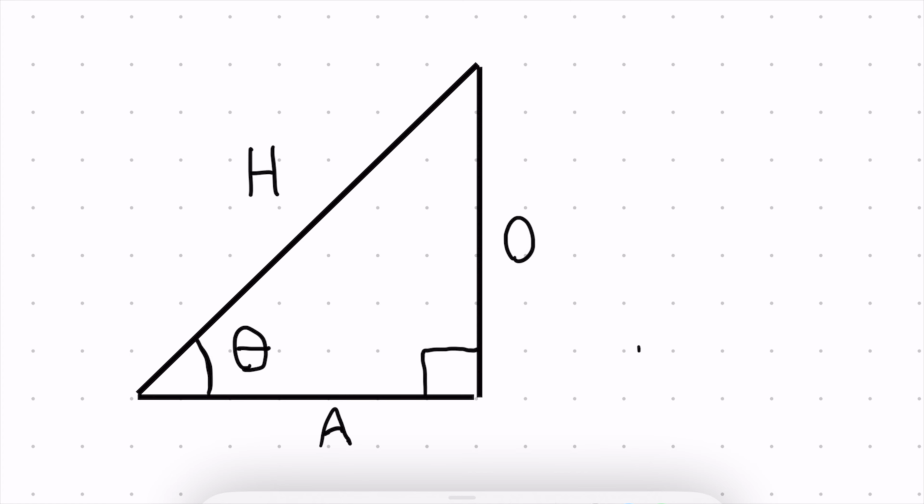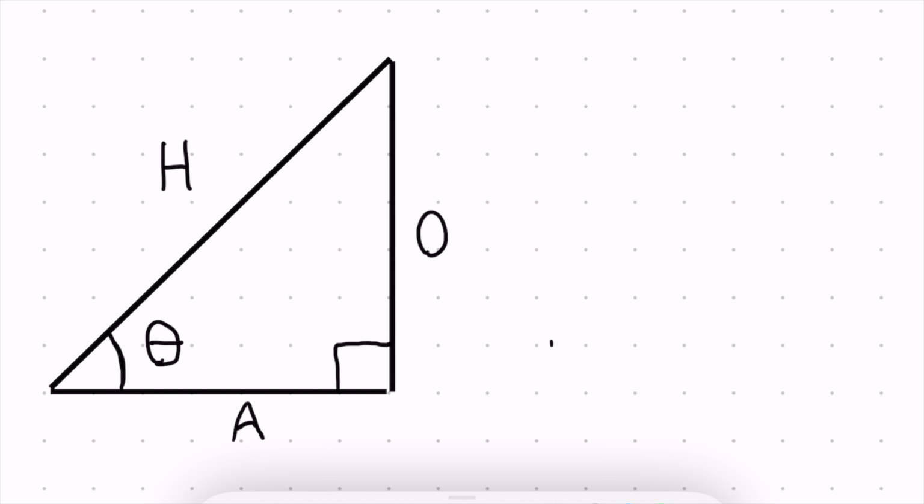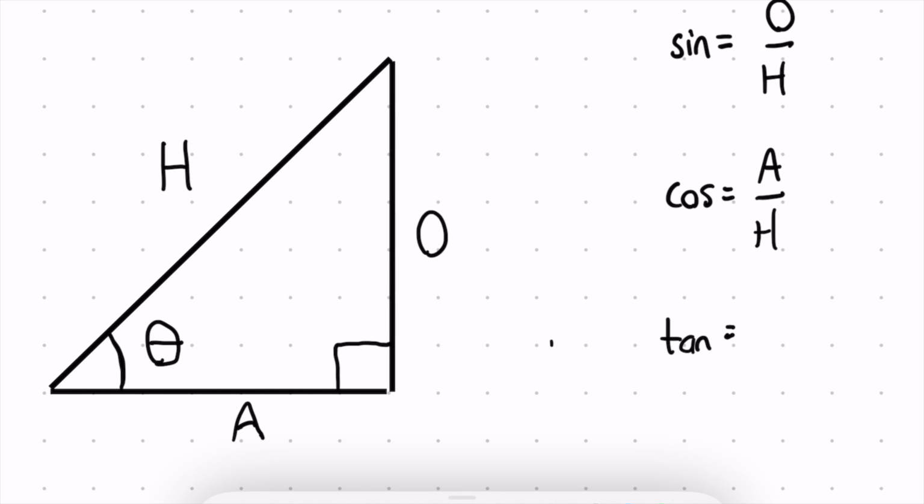When we use triangles, there are 3 different ratios that you've probably heard about before, but just in case, I will review them. First one is sine, and sine is equal to the opposite over the hypotenuse. There's cosine, which is equal to the adjacent over the hypotenuse. And finally, there's tangent, which is equal to opposite over adjacent.